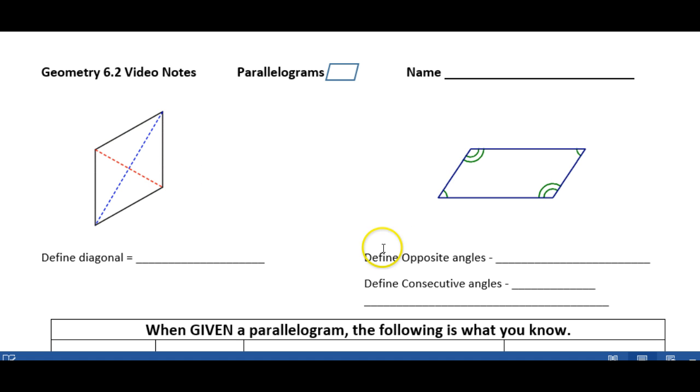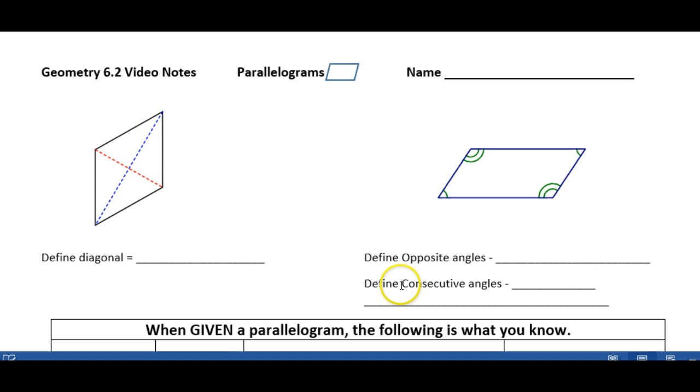The next thing we need to define here, we need to first define what we call opposite angles. As you can see from this picture, and we'll talk about it in the chart down here, opposite angles in a parallelogram are congruent. So these two are opposite angles, and these two are opposite angles. You need to come up with whatever definition or wording works for you.